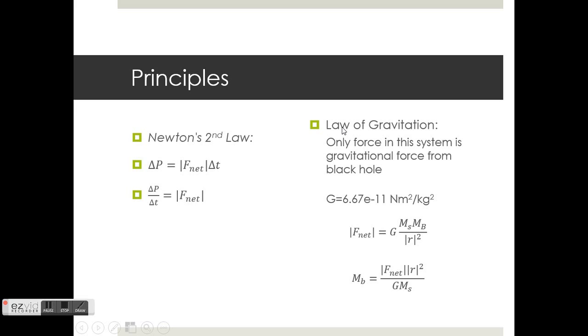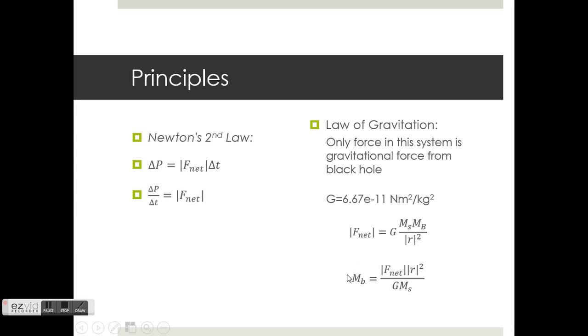Also, we're using the law of gravitation. Since in this lab, we're neglecting all other forces and assuming that the only force in the system is the gravitational force from the black hole. We know that the gravitational constant is this. So from this equation, we get F net equals gravitational constant times the mass of the star times the mass of the black hole over the distance squared. We can derive this equation to get the mass of the black hole to equal F net times the position squared over the gravitational constant and the mass of the star.